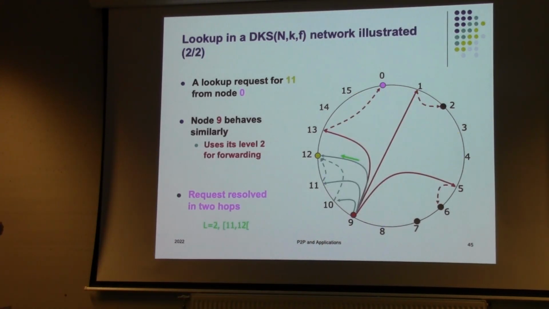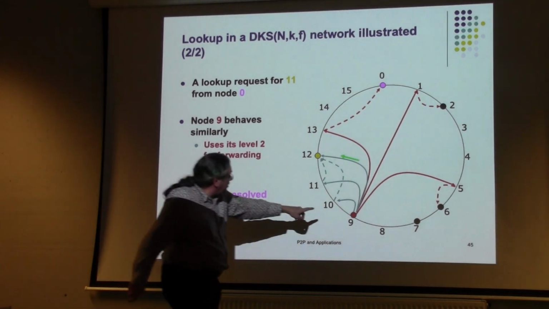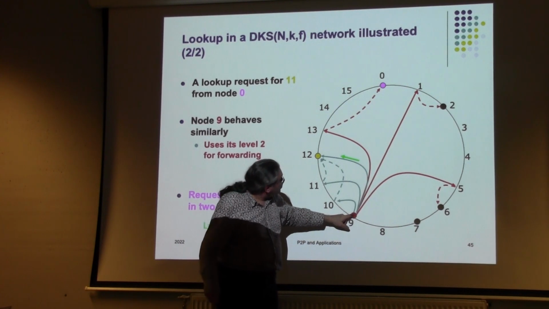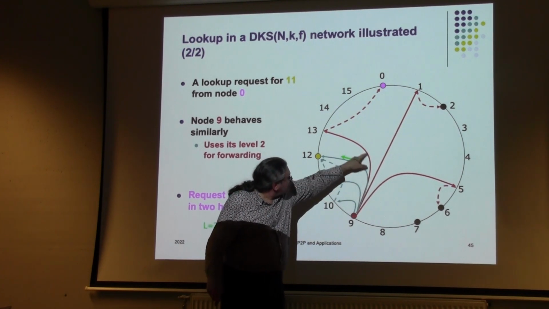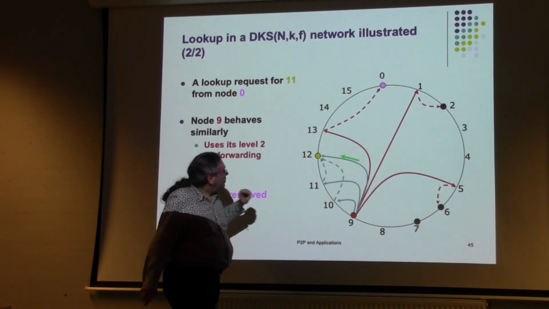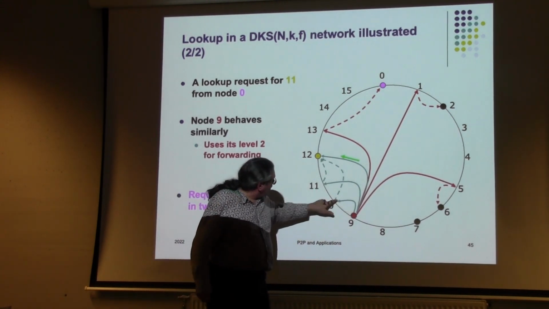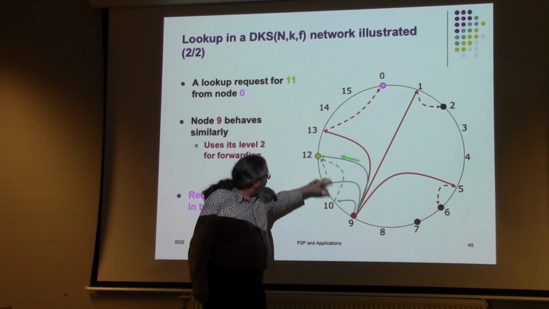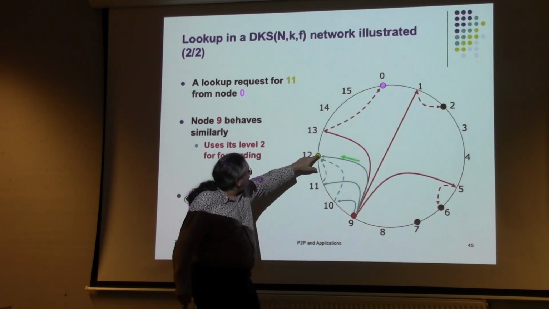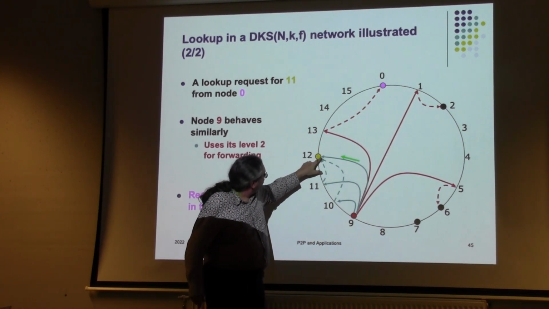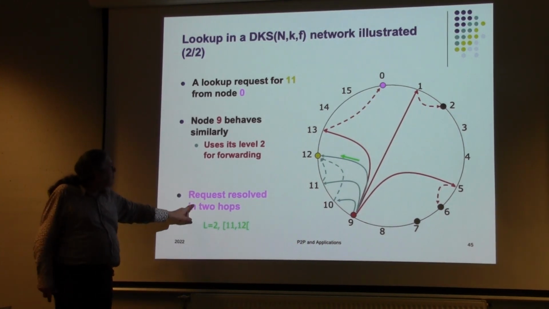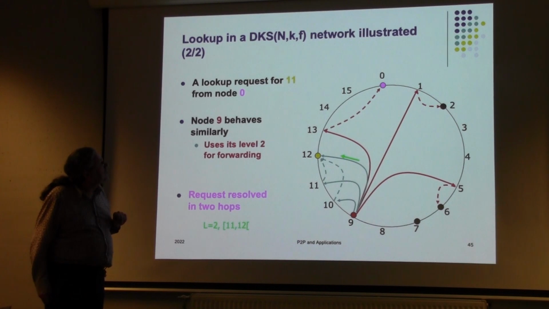And the next step is I'm at 9. So here's the tree from 9. So every node has a tree with 2 levels. The red one is the first level, and the gray one is the second level. Okay? So now I'm at level 2. If I look at the links here, the highest one that I need to go to is this one here, to 12. Okay? And this will solve the routing in 2 hops.